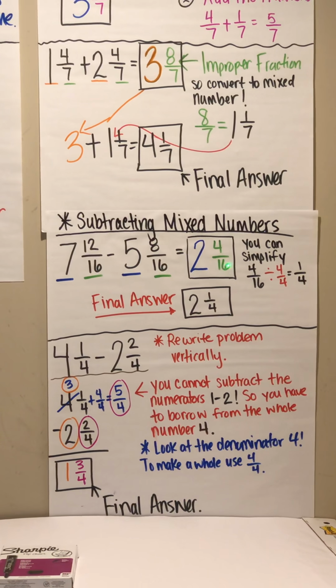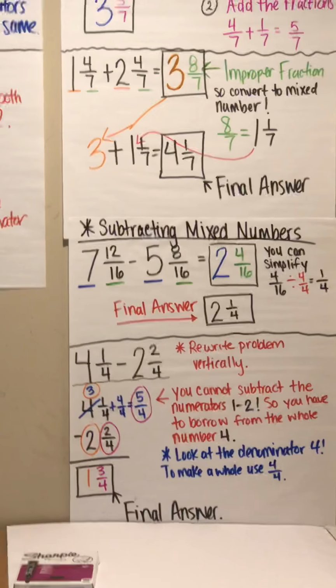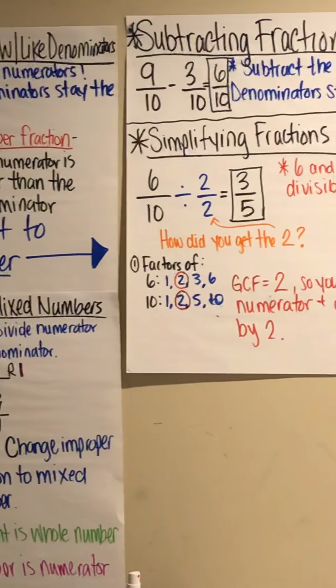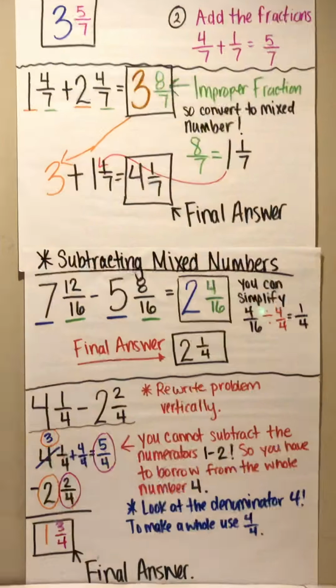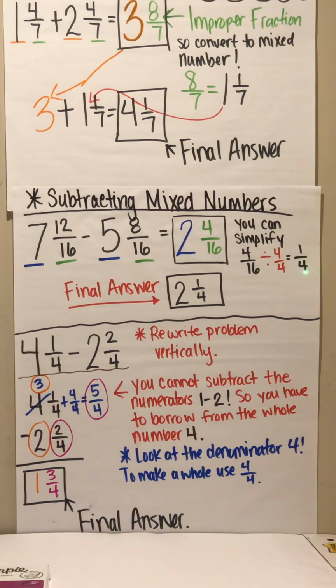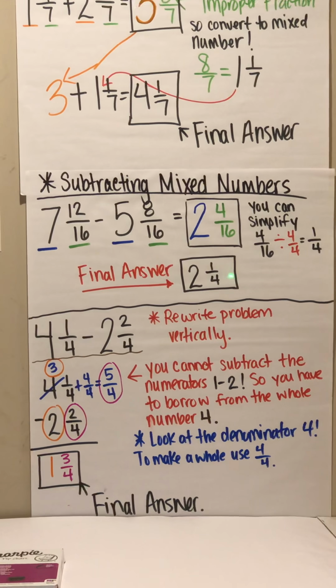4/16 can be simplified. So I'm going to simplify it. I can do this in my head mentally, but if you cannot, then you're going to have to go back into finding the factors of 4 and 16. I know that I can divide 4 and 16 by 4, and once I do that, I get 1/4. So the final answer is 2 and 1/4.